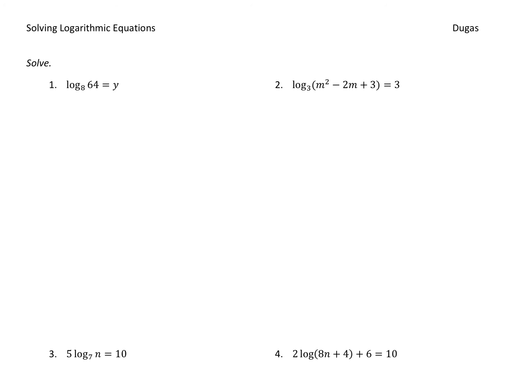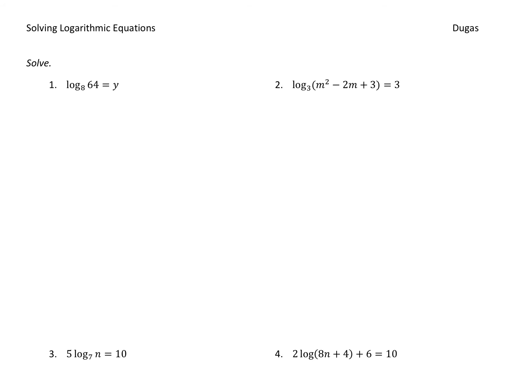So in the first one, when you only have one log in your equation, you want to get the log by itself on one side of the equal sign. So you want to isolate the logarithmic expression and then rewrite your logarithmic equation in exponential form and solve that equation. So if I look at number 1, you can see that I have log base 8 of 64.